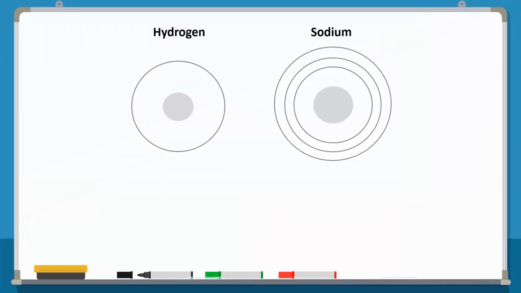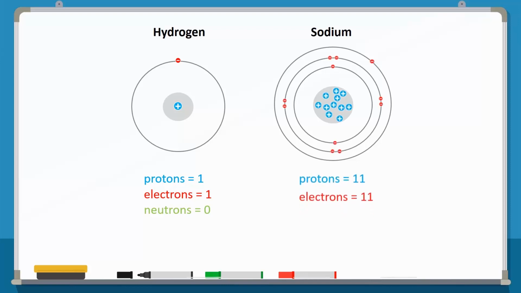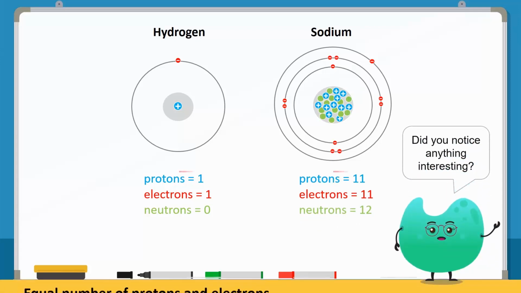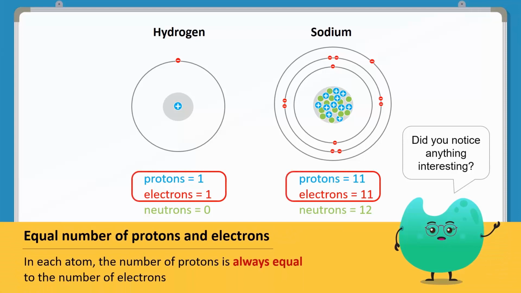Let's look at the following atoms a little closer. The hydrogen atom has 1 proton, 1 electron, and is the only atom that has no neutrons. The sodium atom has 11 protons, 11 electrons, and 12 neutrons. Did you notice anything interesting? In each atom, the number of protons is always equal to the number of electrons.